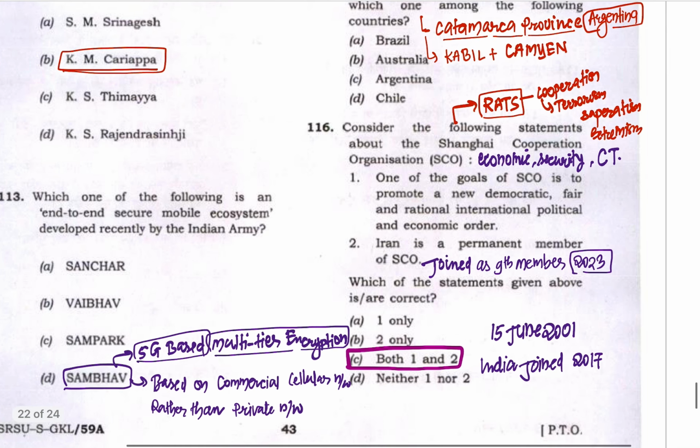Now, this SCO, Shanghai Cooperation Organization, has an important intelligence organization, that is RATS. Now, RATS, what does it do? It is an intelligence organization which promotes cooperation in terms of terrorism, separatism, and extremism.